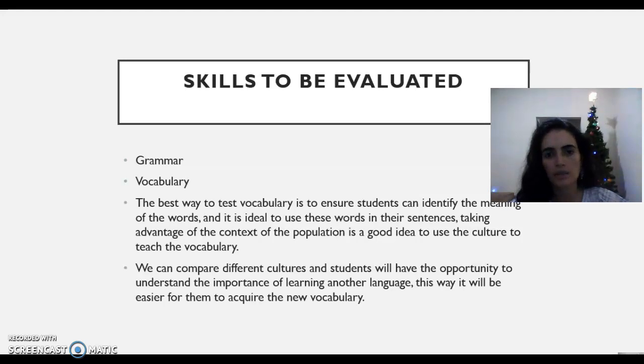Skills to be evaluated: grammar and vocabulary. The best way to test vocabulary is to ensure students can identify the meaning of the words, and it is ideal to use these words in their sentences. Taking advantage of the context of the population, it is a good idea to use the culture to teach the vocabulary.